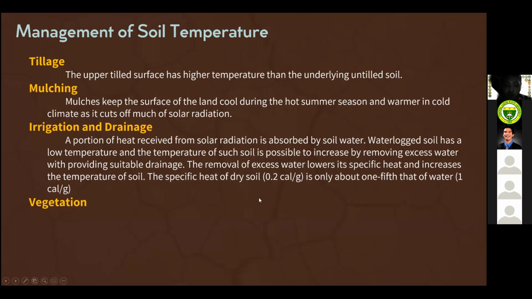Okay? The removal of excess water lowers its specific heat and increases the temperature of the soil. The specific heat of dry soil is actually 0.2 calories per gram, which is only about 1/5 of water, which is 1 calorie per gram. And also, how we manage soil temperature is through the use of vegetation.